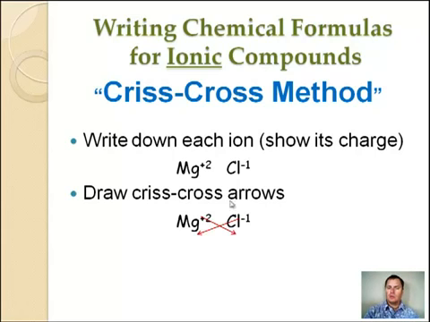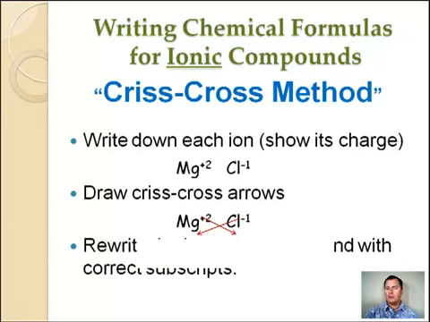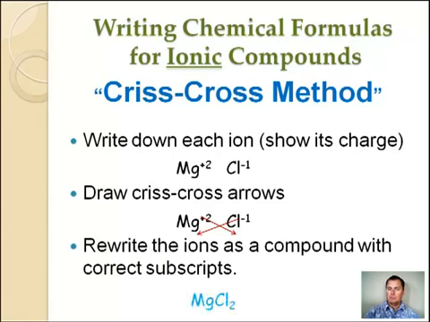The crisscross arrows tell me where I'm going to move my charges to, or the numerical value of my charge. So I'm going to take this 2, put it down here with chlorine. My 1 from chlorine is going to come down to magnesium. I'm not going to worry about these charges once I move them. So my chemical formula for magnesium chloride is MgCl2.